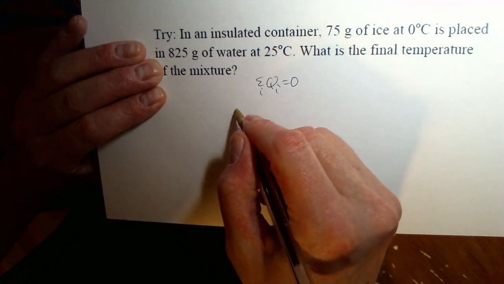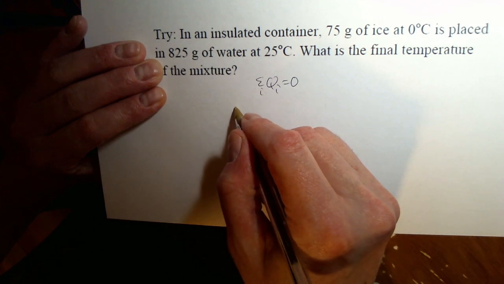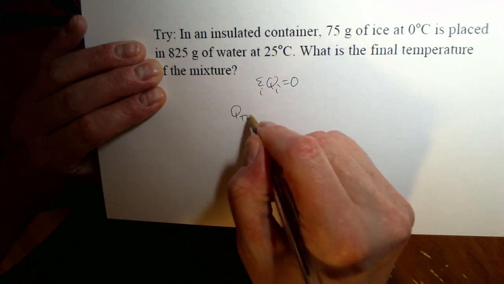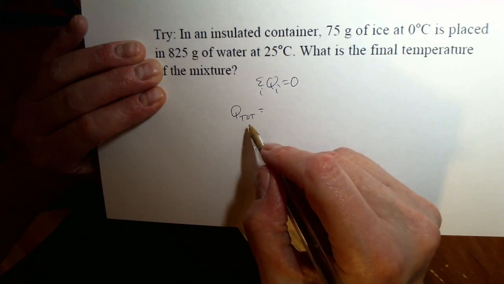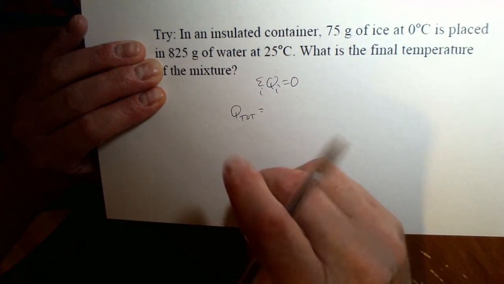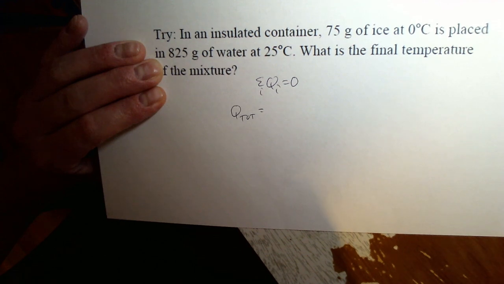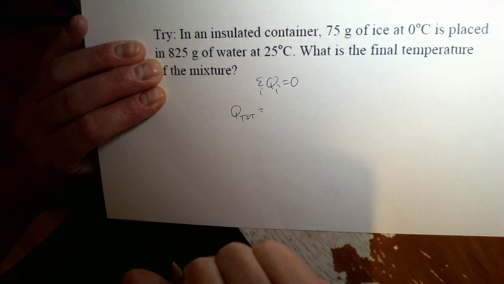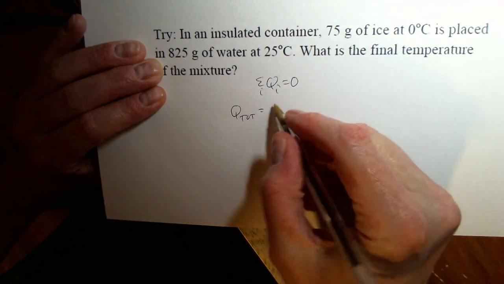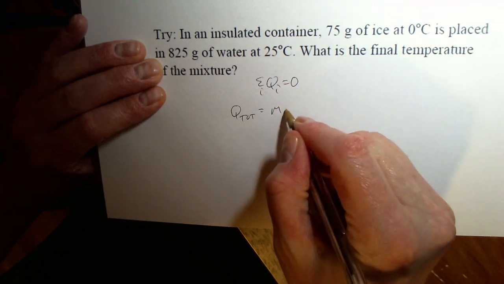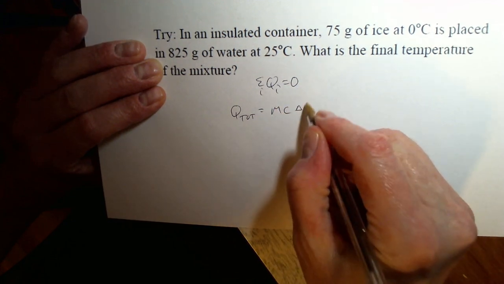So in order to go to 0 degrees centigrade, the 825 grams of water can give up an amount of energy equal to Q total. This is not the heat that the water has, it's the heat that can leave it as it cools all the way down to 0 degrees. So that's equal to the mass times the specific heat times the change in temperature.